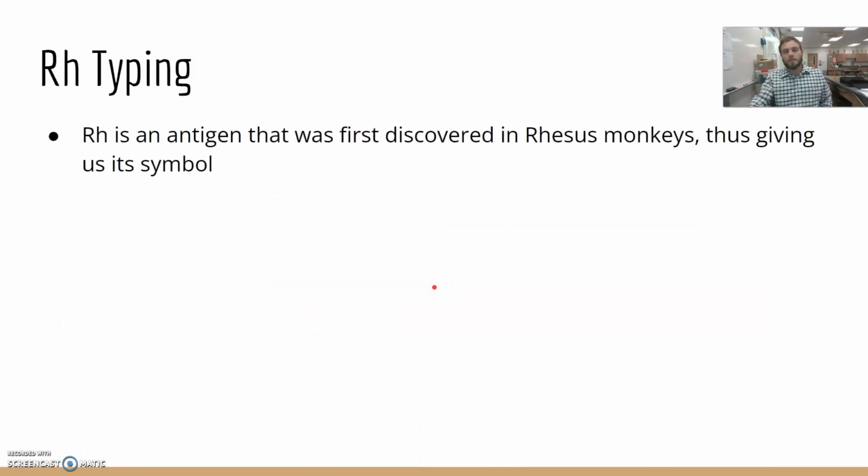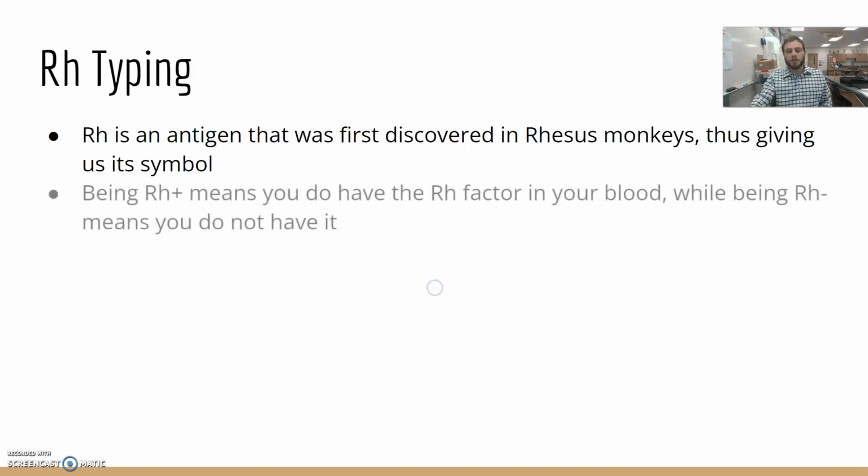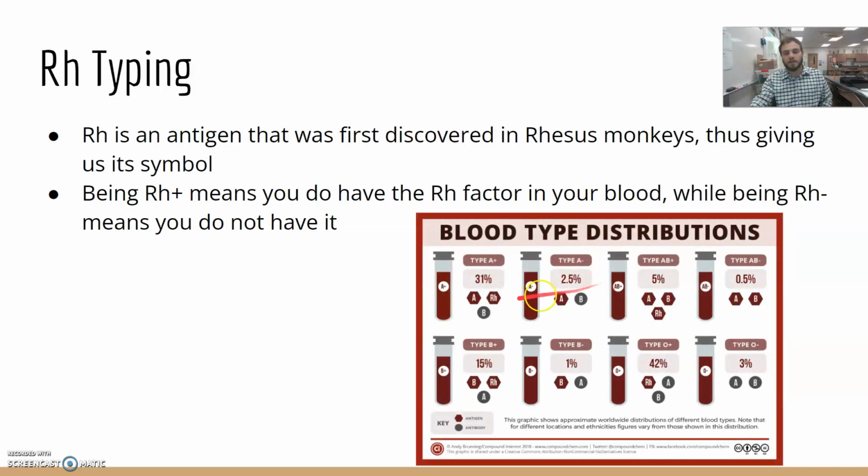Rhesus typing, RH typing, is another antigen first discovered in rhesus monkeys, which is where we get the RH abbreviation. Basically, it refers to whether you do or do not have the RH factor in your blood. So RH positive means you do have the factor, RH negative means you do not have it. With that, if you have the factor, that means you can receive blood from either those that are positive or negative. But if you do not have the factor, if you are given positive blood while you are a negative blood type, your body is going to recognize it as a foreign invader, and it will not accept that incoming blood.